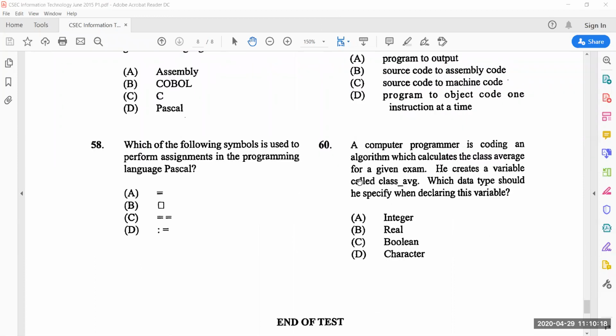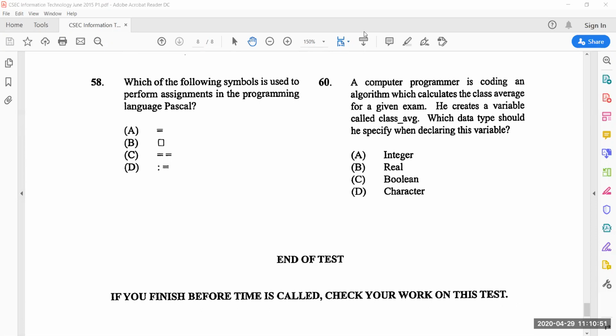And then number 60, a computer programmer is coding an algorithm which calculates the class average for a given exam. He creates a variable called class_avg. What data type specifies the current variable? Yes, the answer is B. Right. Good work on that, Philip. I didn't see anybody else from that group answering. So good work on that.